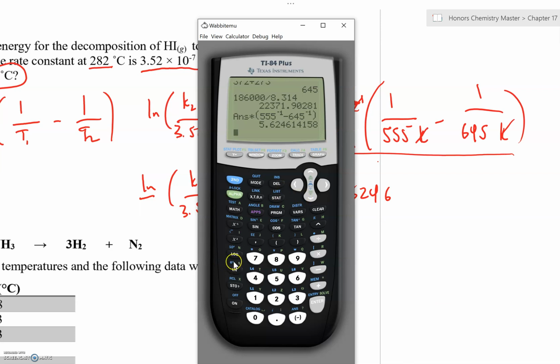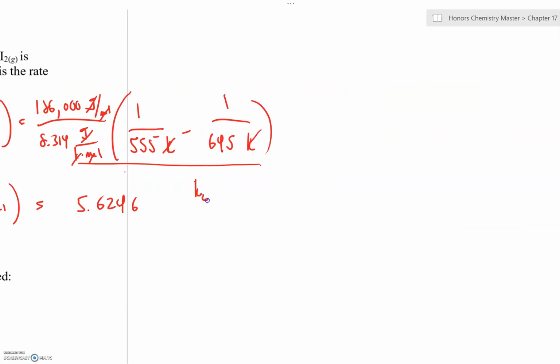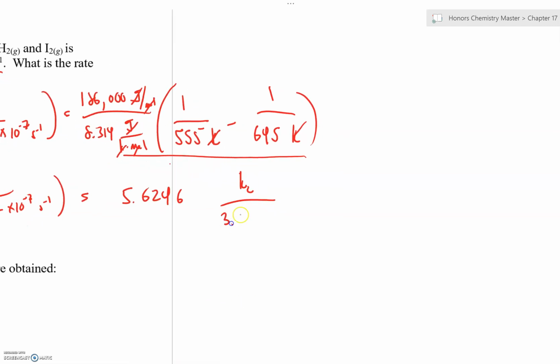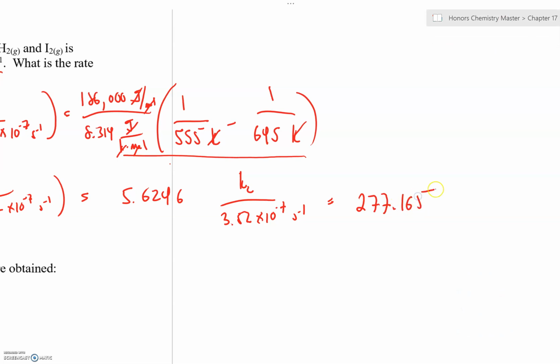of natural log, and that's going to be this shift function here, e to the x. So we're going to say shift e to the x, and since this was the last answer we had, we'll just plug that right in, and this is what we get. So now what we have is that K2 over, let me do this over here where I have some more space. K2 over 3.52 times 10 to the minus 7th seconds to the negative 1 is equal to 277.165. What is K2?